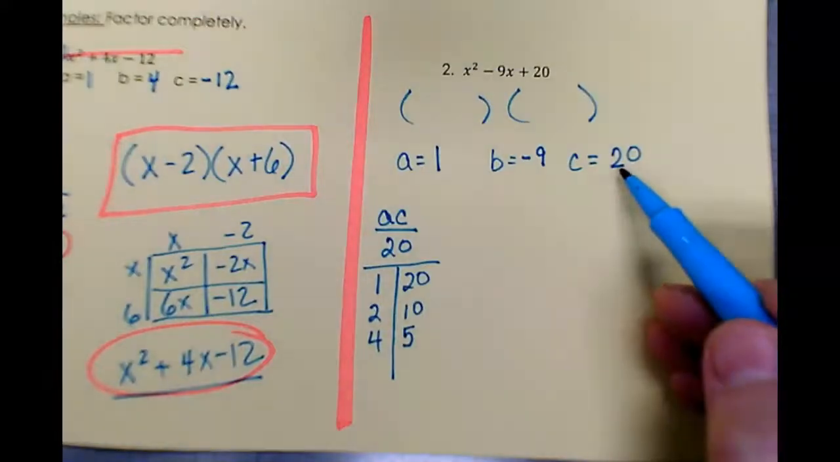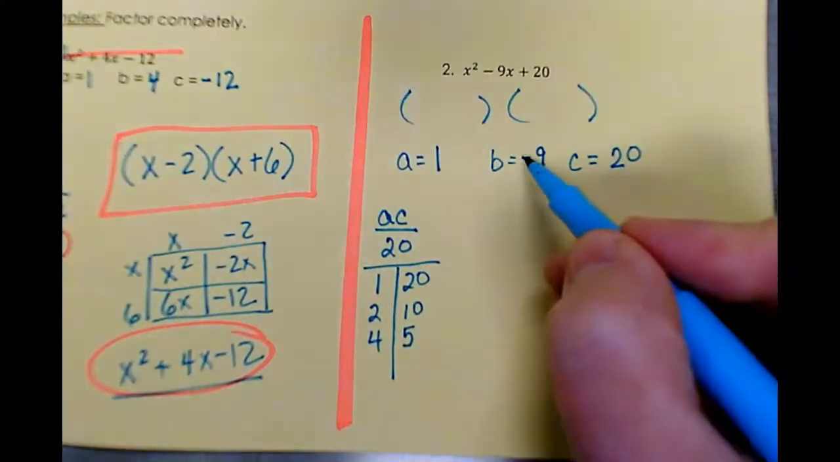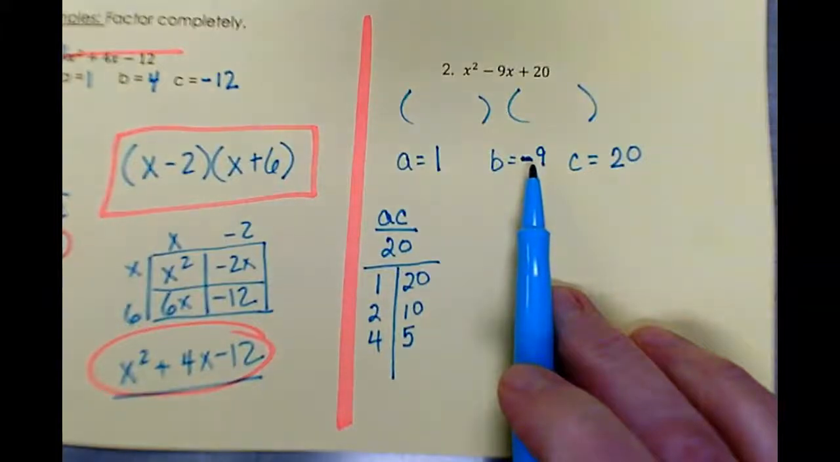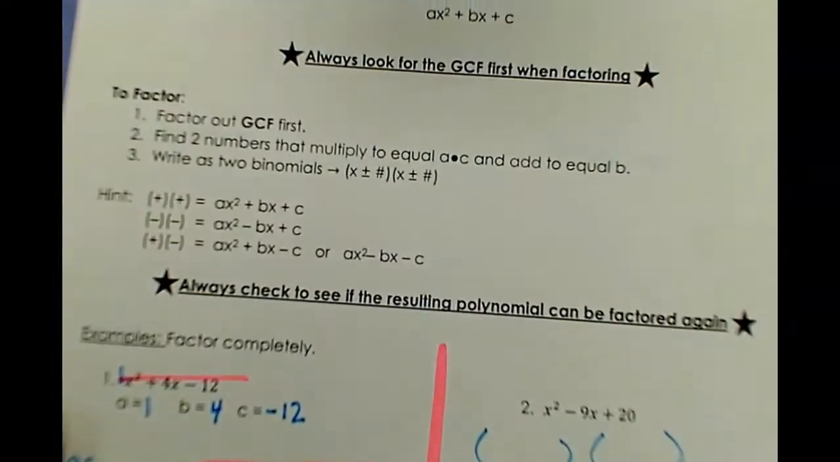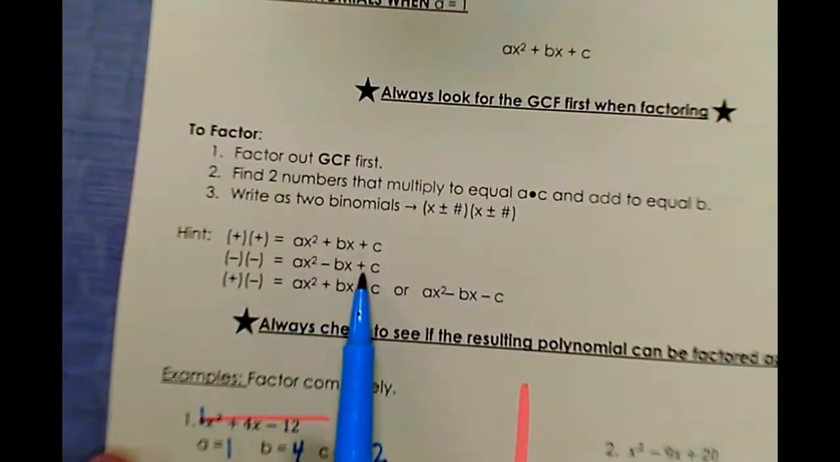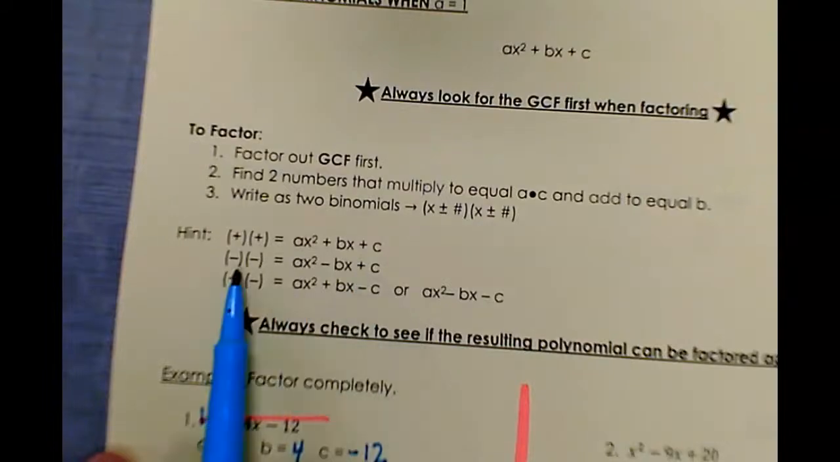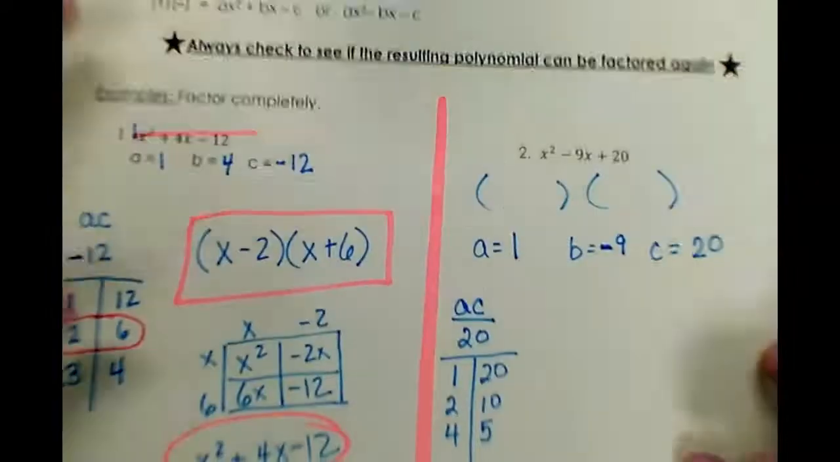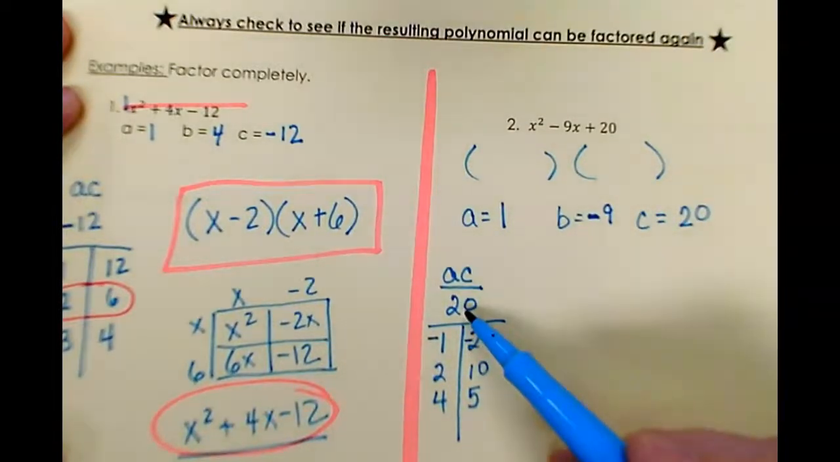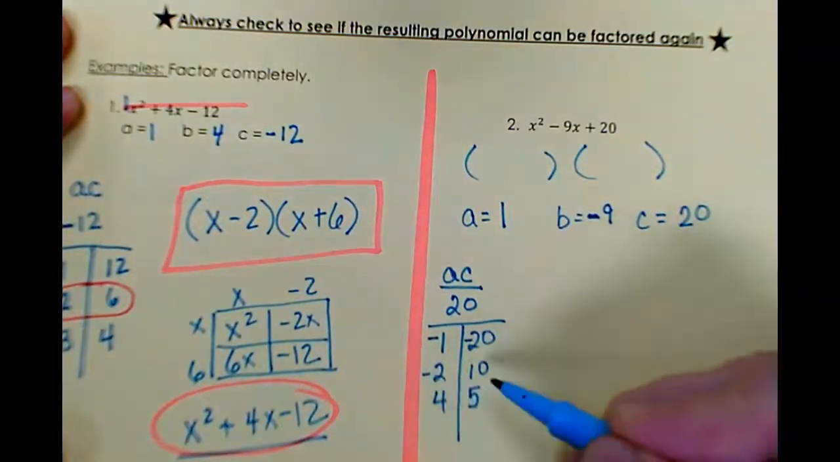Now, 20 is positive, but this number right here is negative. And that's how my little chart up here that I made is going to help me. If I have a negative sign for the B and a positive sign for the C, both of my factor numbers have to be negative. I need a -1 times a -20 to add up to a positive 20.